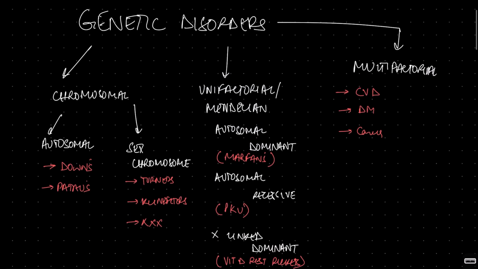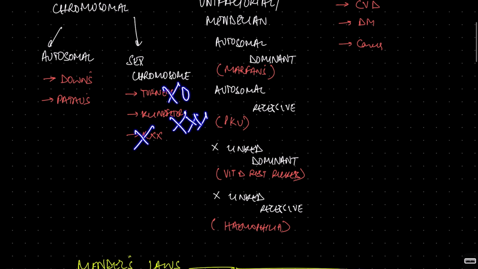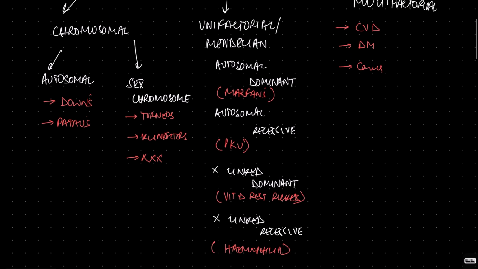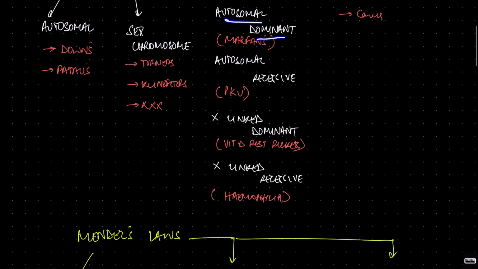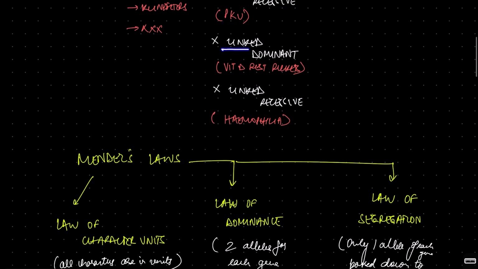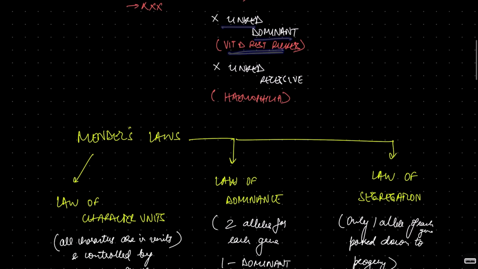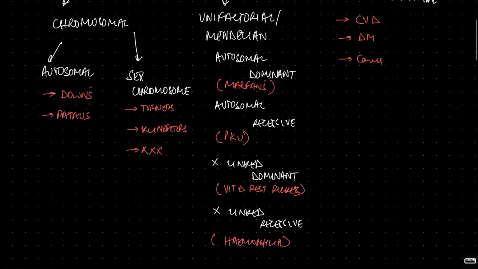Next, coming to genetic disorders, basically, you can have chromosomal disorders like autosomal disorders, Down syndrome, Patau syndrome, trisomy, etc. Sex chromosomal disorders like XO, Turner syndrome, XXY, Klinefelter syndrome, XXX syndrome. All these are sex chromosomal disorders. You can have Mendelian disorders, which are unifactorial, concerned with only one allele or only one gene, autosomal dominant disorders like Marfan syndrome, autosomal recessive disorders like phenylketonuria, X-linked dominant disorders like vitamin D resistance rickets, X-linked recessive disorders like hemophilia. So these are all the unifactorial Mendelian disorders.